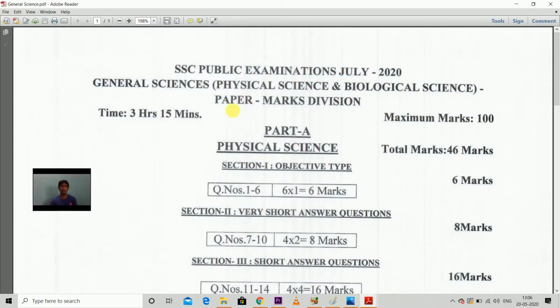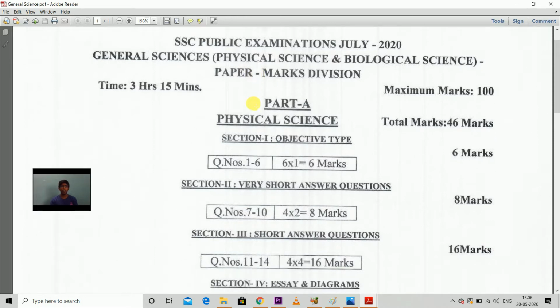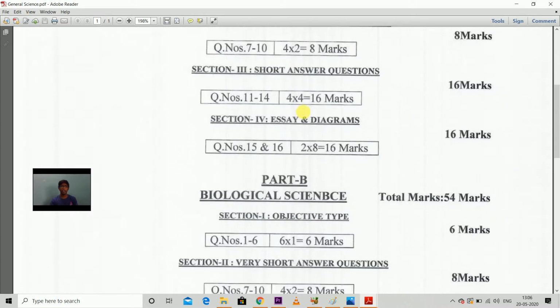This is a blueprint which you are looking over here. The total time allotted is 3 hours and 15 minutes. These 15 minutes are given for you to read the question paper. If you observe here, the physical science is given as part A, and the biological science is given as part B.